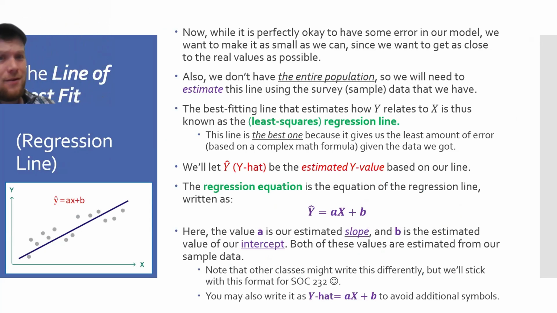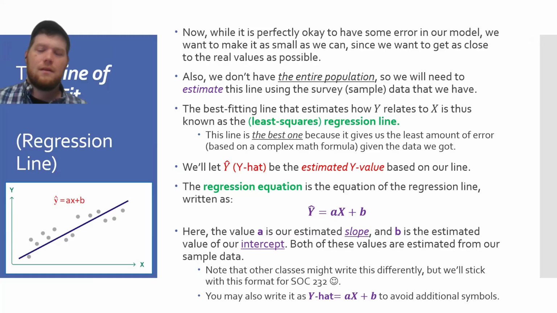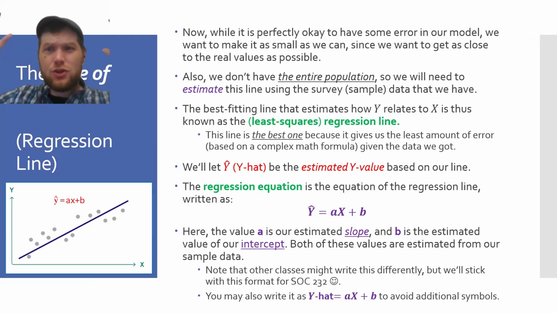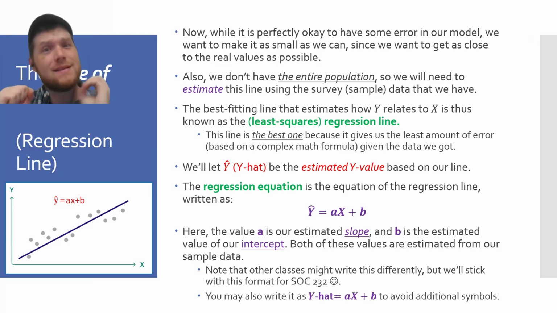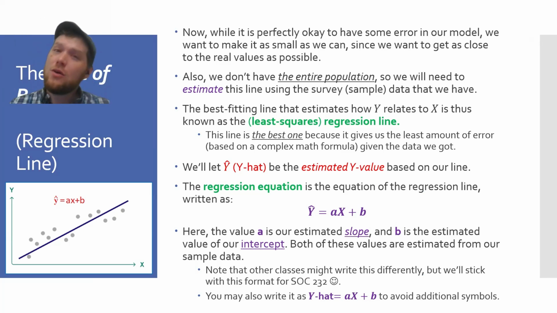And the line of best fit, or the regression line, then comes into place. Let's see. Yeah, line of best fit. There we go. Now it's perfectly okay to have some error, but we don't want too much. We want to make that error as small as we can, since we want to get as close to the real values as possible. We accept that real life has a little bit of wiggle room to it because not everything's going to be perfect, but we still want to try to get as close to perfection as possible.